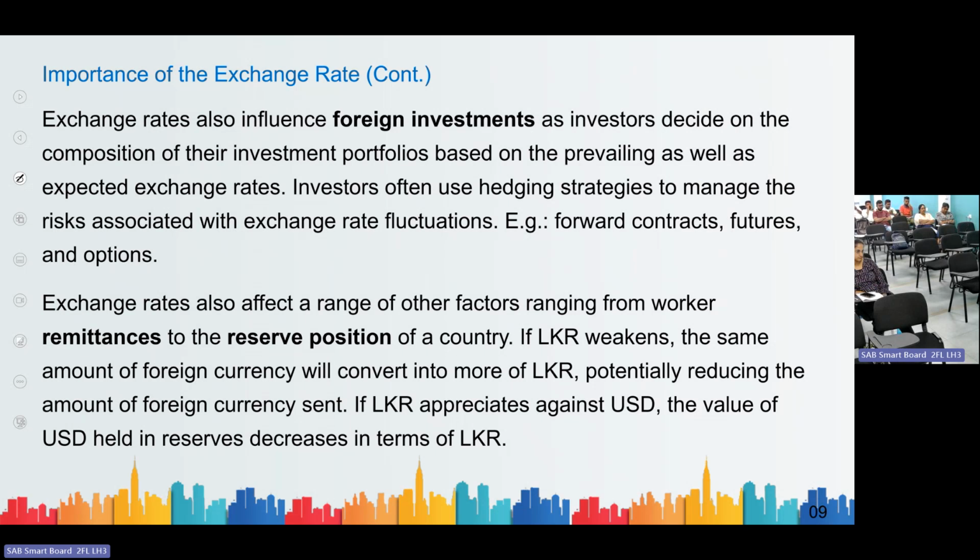Exchange rate is also important because it influences foreign investment. Also, it influences remittances, work remittances, and the reserve position of a country. You can read these things alone. I'm not going to explain them.